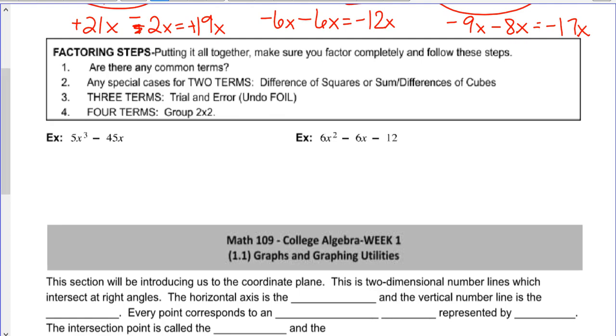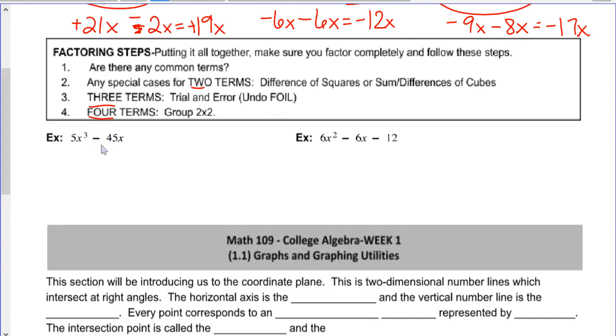Here's just a summary of the way that you need to work through some of these things. First thing always, is there any common terms? And then it's split by whether you have 2, 3, or 4 terms. So make sure that you look at that. And we're going to do a couple here that might have some things in common that can go further a little bit if we need to.